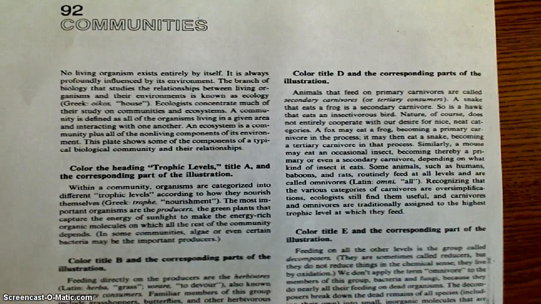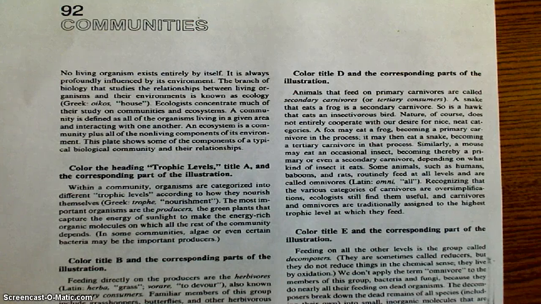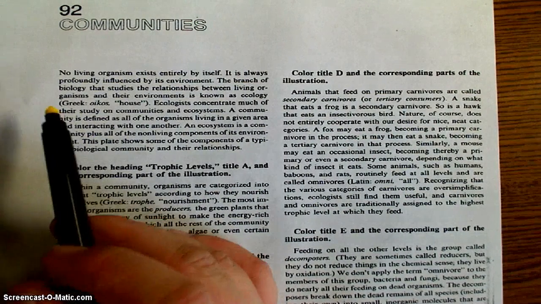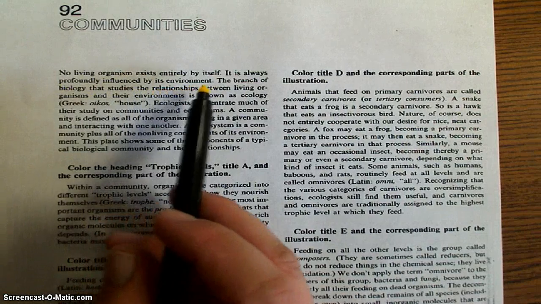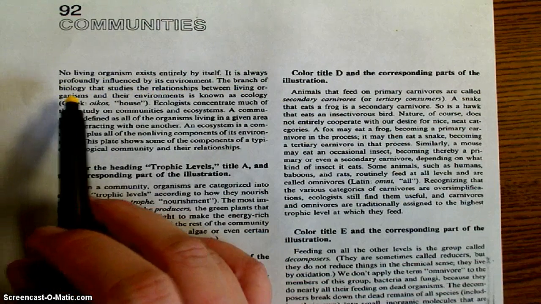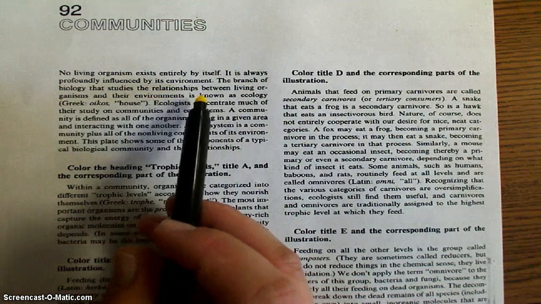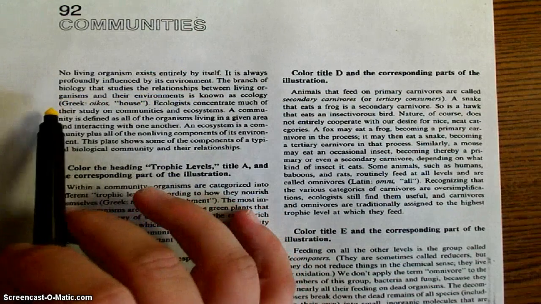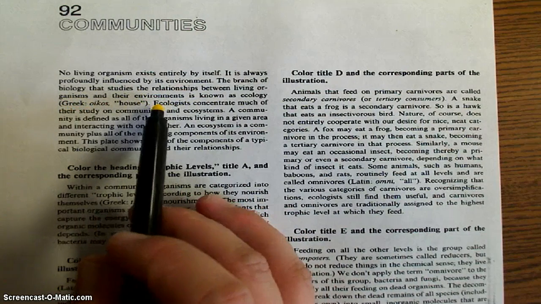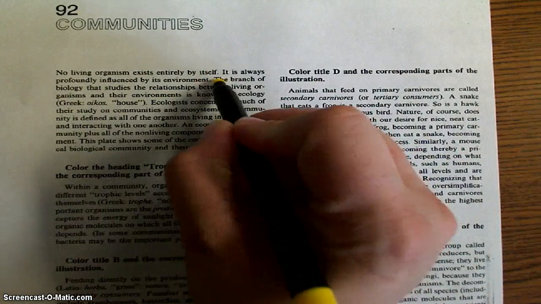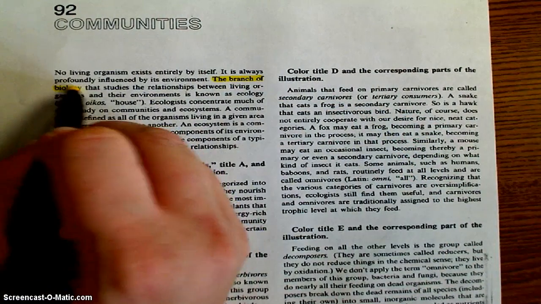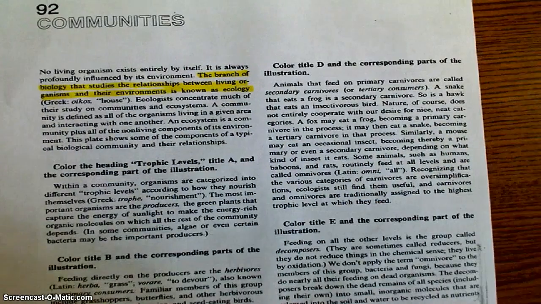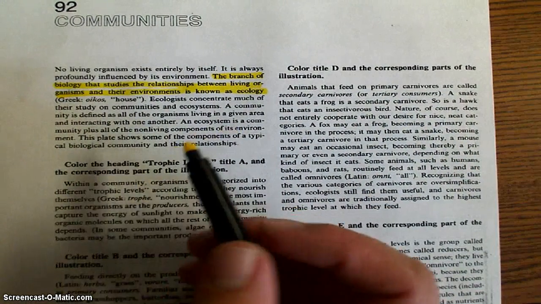So the first thing you need to do is go through and read the content on the back or on this page. It says, no living organism exists entirely by itself. It is always profoundly influenced by its environment. The branch of biology that studies the relationships between living organisms and their environments is known as ecology. I'm going to go ahead and highlight this because ecology is one of our vocab words, and that is what we're studying right now, so I want to make sure that I remember what that means.